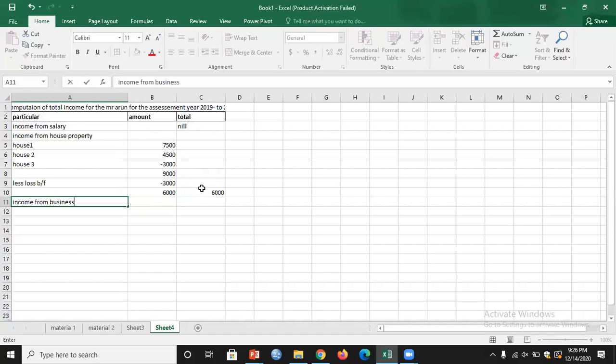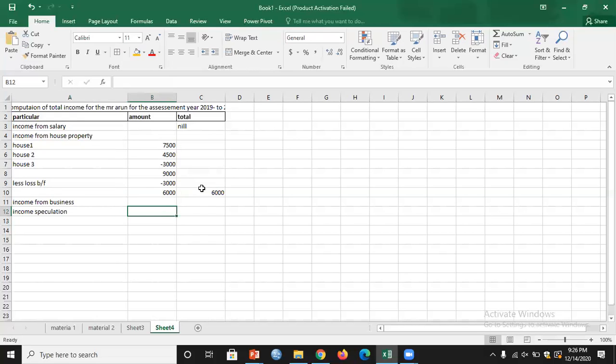Then the next one is income from business. In income from business, there are some cases we need to explain. Income from speculation business should be set off only against the income from speculation business. If there is a loss from a specified business, that must be set off against the income from the specified business. But the loss from the business can be set off against all other income heads. So let me move to how we can do it. First of all, let me go to the income from speculation business.